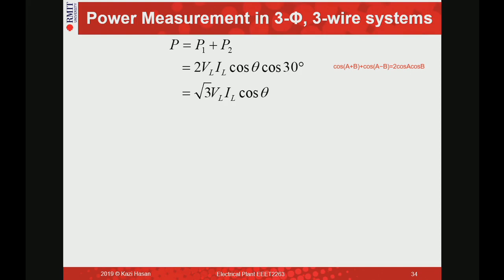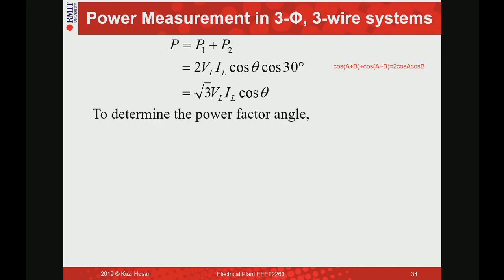That is exactly the power in a three-phase circuit. The real power in a three-phase circuit, whether it is Y connected or delta connected, is always root 3 VL IL cos theta. So the power you measured by using 2 wattmeters is the power consumed in this three-phase circuit. That is the proof as well, because 2 wattmeters are measuring the total power.